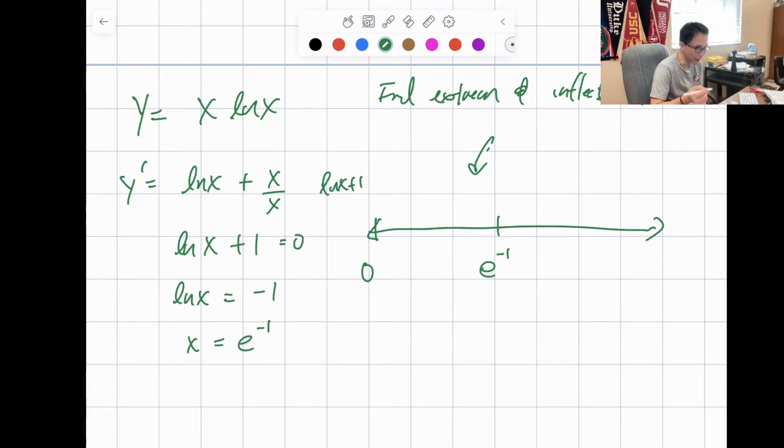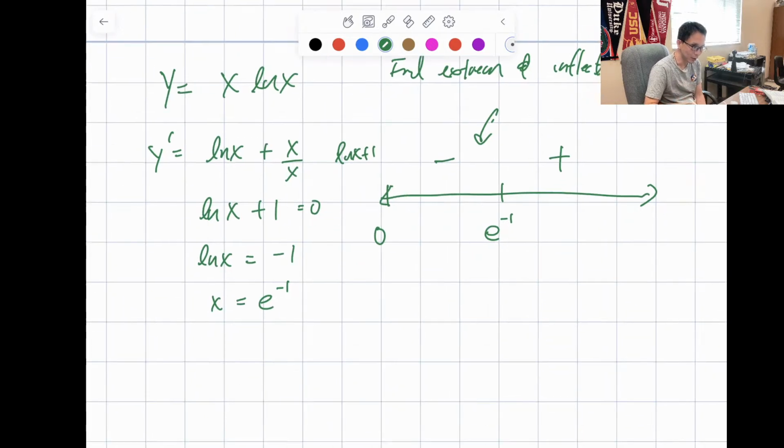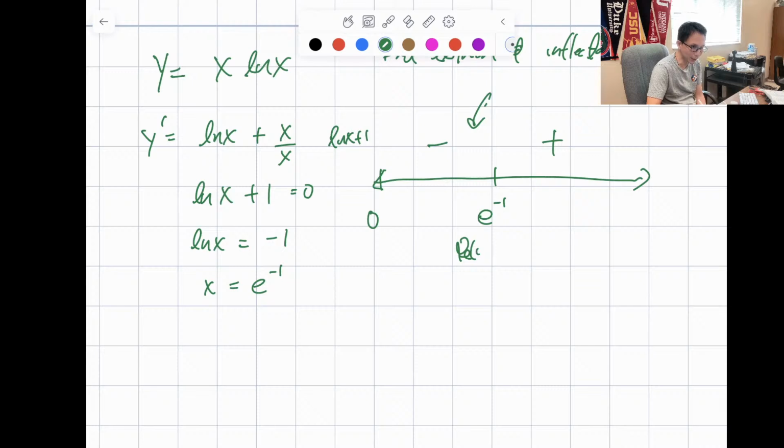Then I'm going to plug in e to the negative 2. Natural log of e to the negative 2 is negative 2, plus 1, right? So is that negative? And this is a positive. Is that okay? Because if I just plug in e, that would give me positive. So this is a relative max.